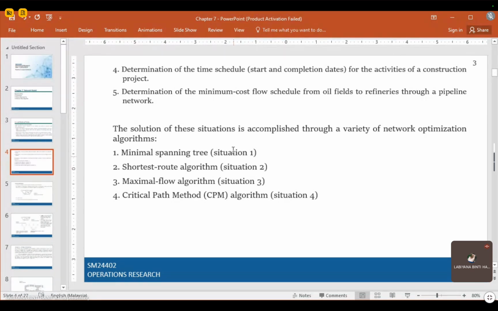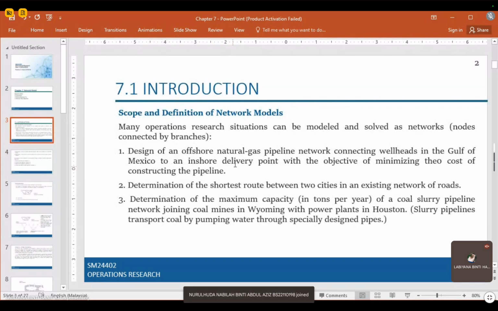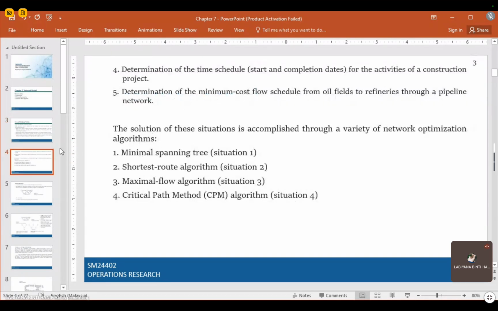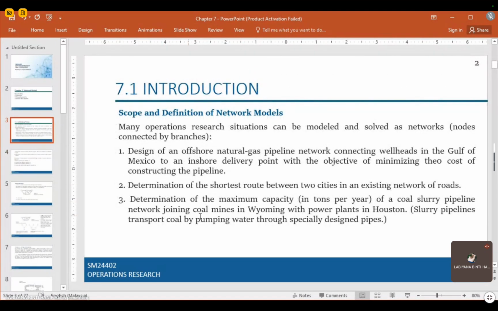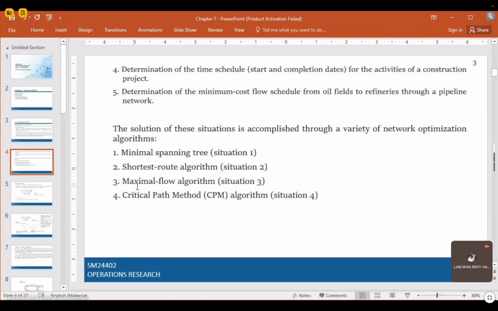So for the first situation, we can use the minimal spanning tree, because in this situation they just want to find the network. For the second one, they want to find the shortest route between two cities, so we can use the shortest route algorithm. And the third situation, they want to find the maximum capacity, so we can use the maximum flow algorithm.